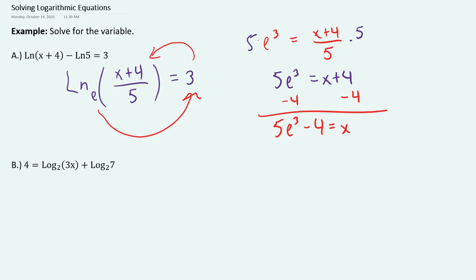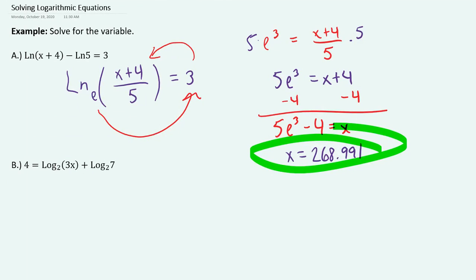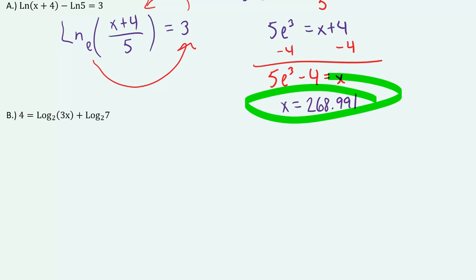And so now if I put that in the calculator, you should get x equals 268.991. And then finally, for our last problem, to condense these two logarithms, because they're being added, we can condense them into a single logarithm by multiplying their terms. So 3x times 7 is 21x.